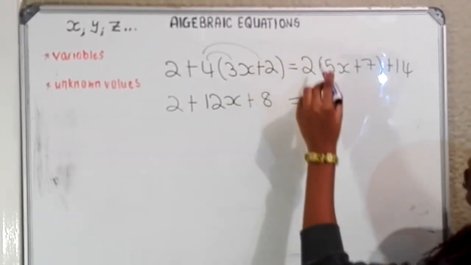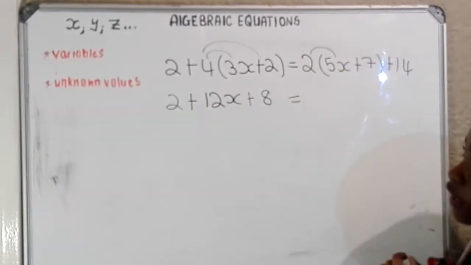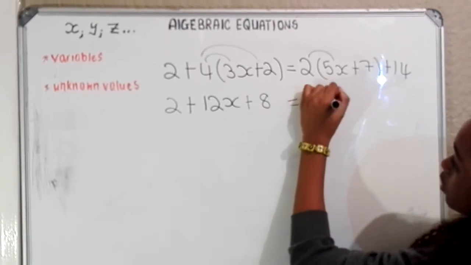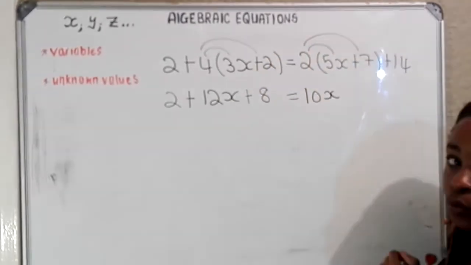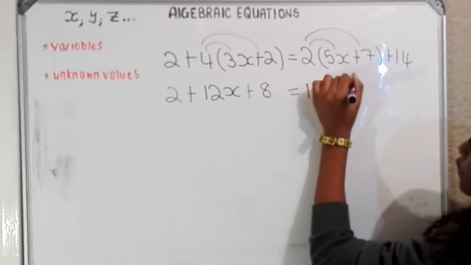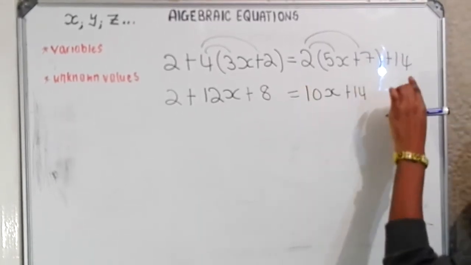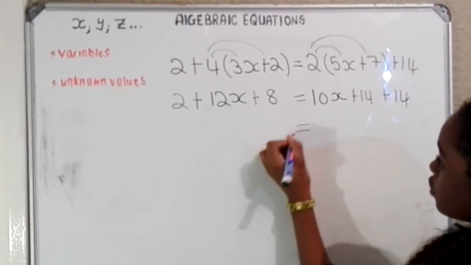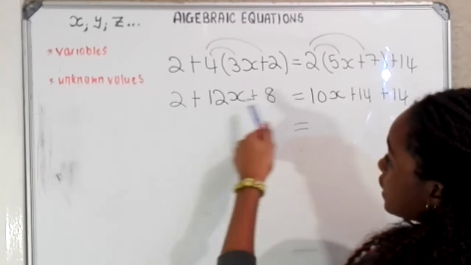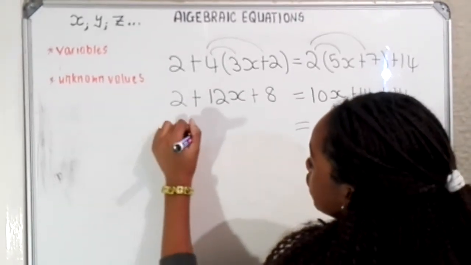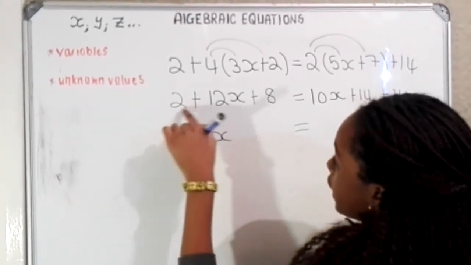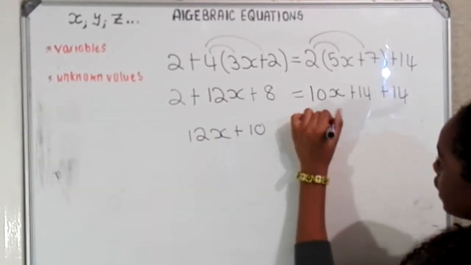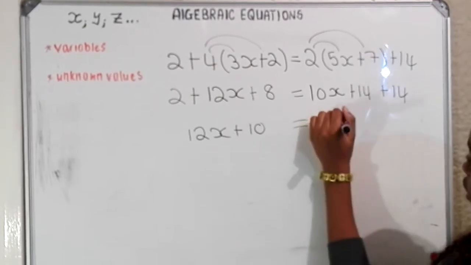So 2, we can distribute the 2 into the brackets. So we'll have 2 times 5x, which is going to give me an answer of 10x. I can have 2 times 7, which will give me an answer of plus 14. And don't forget our 14 over here, right? So we can add 8 and 2. So we'll have 12x over here. We can add 8 and 2. We'll have plus 10. And we'll have here 10x. 14 plus 14 gives you an answer of 28.